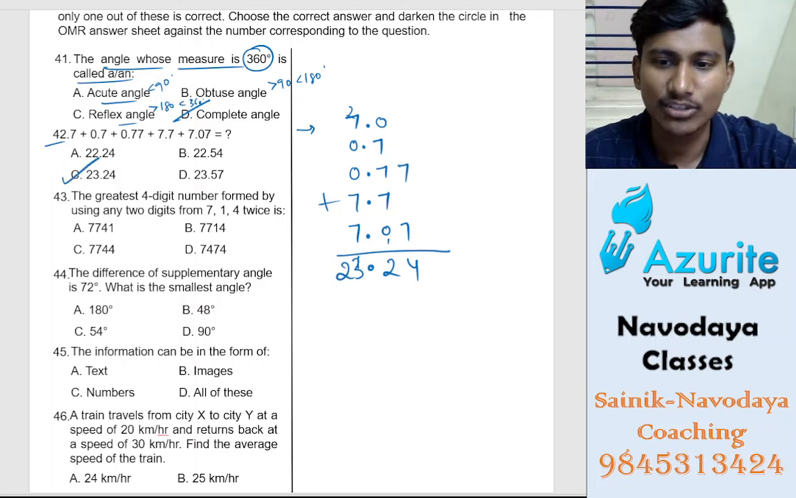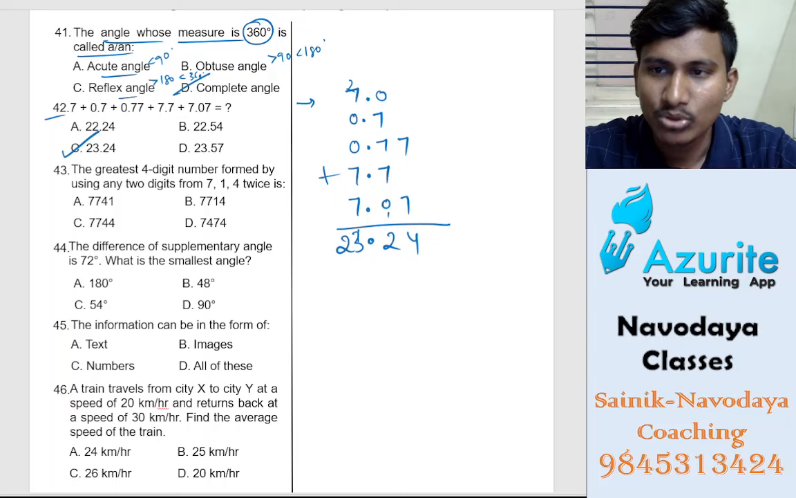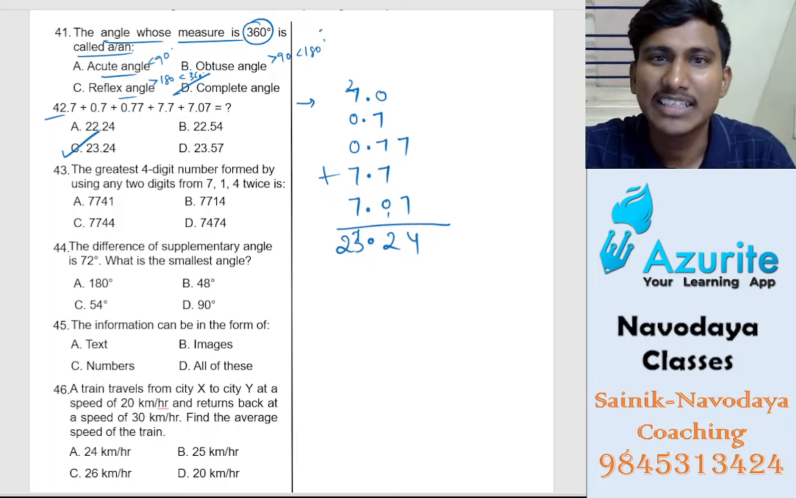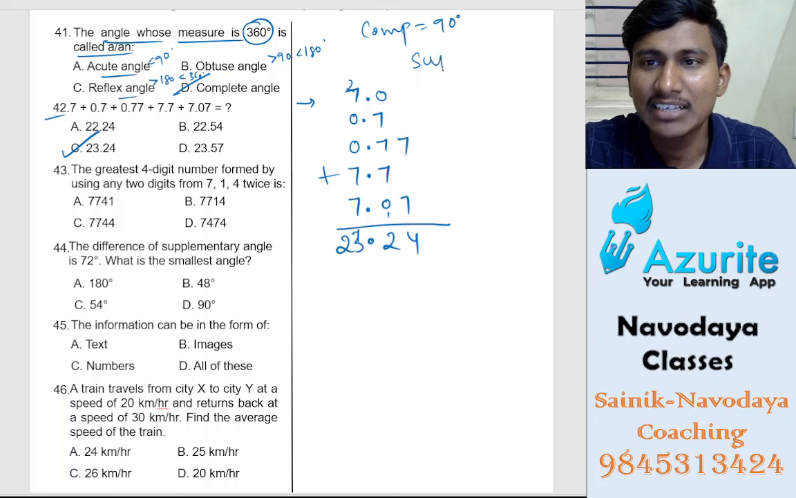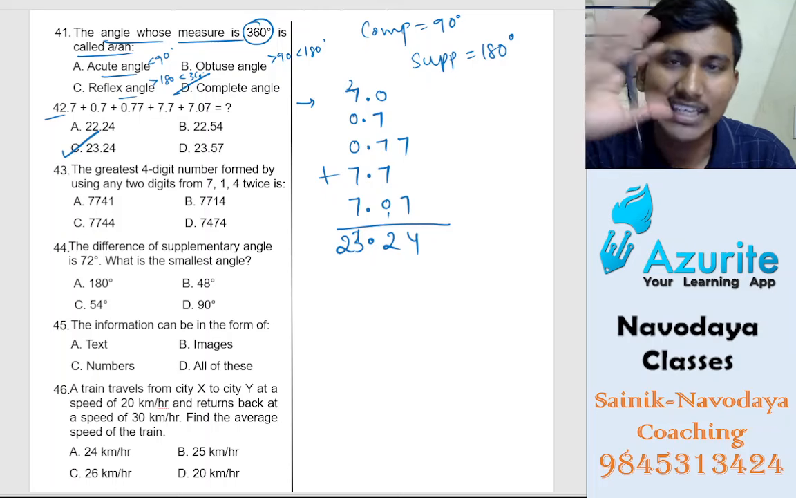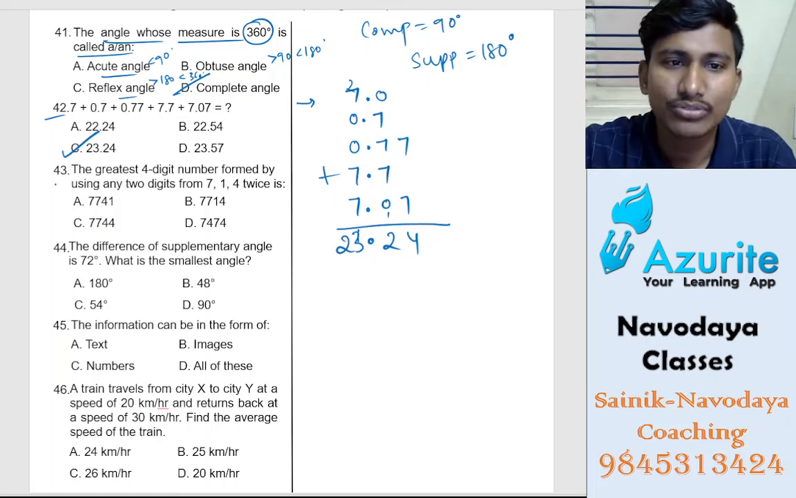Yes, this is how you have to do it. So one more question students, that is supplementary. In 41, if you know, complementary means the sum is 90 degrees, and supplementary angle means the sum will be 180 degrees. Okay? So that you have to remember. Now let's go to the 43rd question.